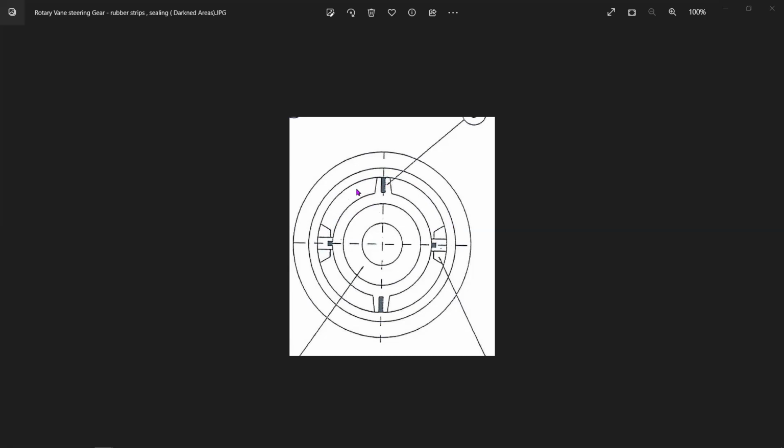So maximum angle possible will be maybe 70 degrees. That means 35 degrees on each side, okay. But if you have got only 2 systems like this, then the maximum angle possible can be more, okay. That is the basic idea.